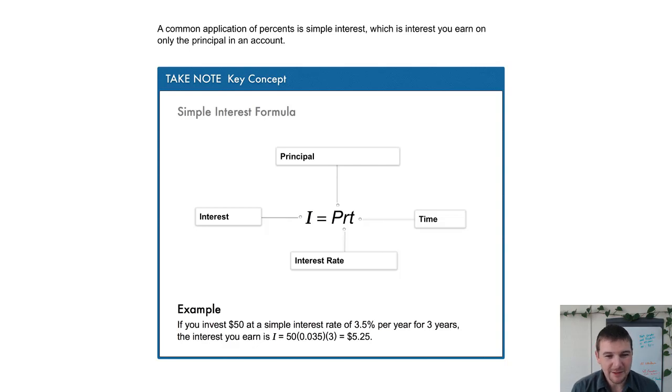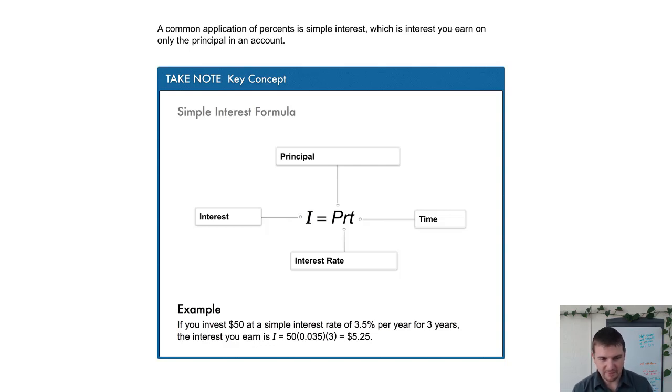But here's the formula for simple interest. And a lot of interest is calculated in a much more complicated way that we'll learn later. For now, we're going to focus on the simple interest formula. Great one to screenshot. The formula is capital I equals capital P times lowercase r times lowercase t.